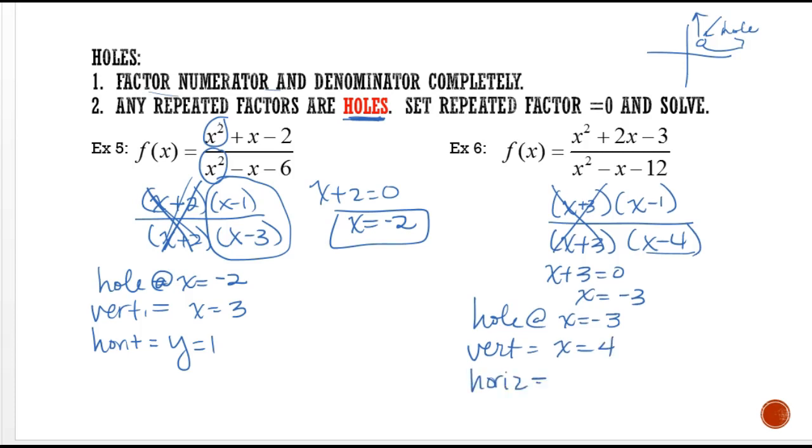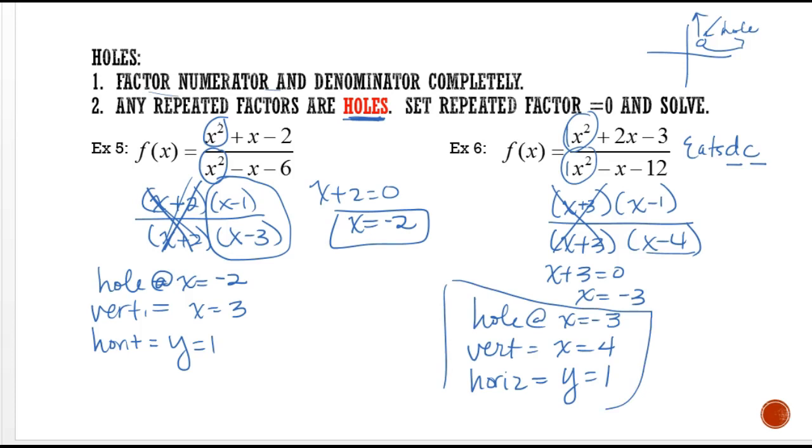Horizontal, go back to the original equation and decide, is it Bobbio, Botno, or EDC? Okay, the power is 2 on top, 2 on the bottom. So this is an EDC. So I divide the coefficients. So that's a 1 and a 1 gives me a 1. So it's just y equals 1. All right, there's my answer. Okay, a couple more examples.